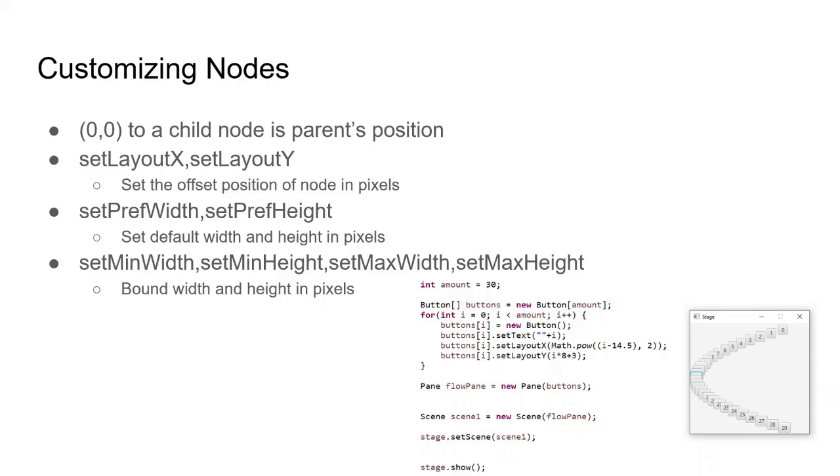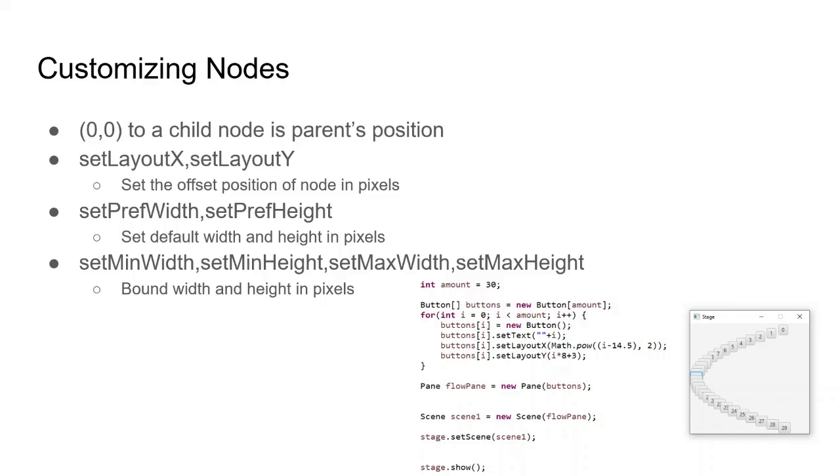Nodes, like layouts and scenes, can also be customized. So the node typically starts at the 0, 0 of the parent's position, so the origin of the parent, unless, of course, the parent is a layout and the layout has a specific place the node should go. So we can set this default position by using set layout X and set layout Y, and it offsets the node in pixels. However, this can be often overridden by whatever layout it's in.